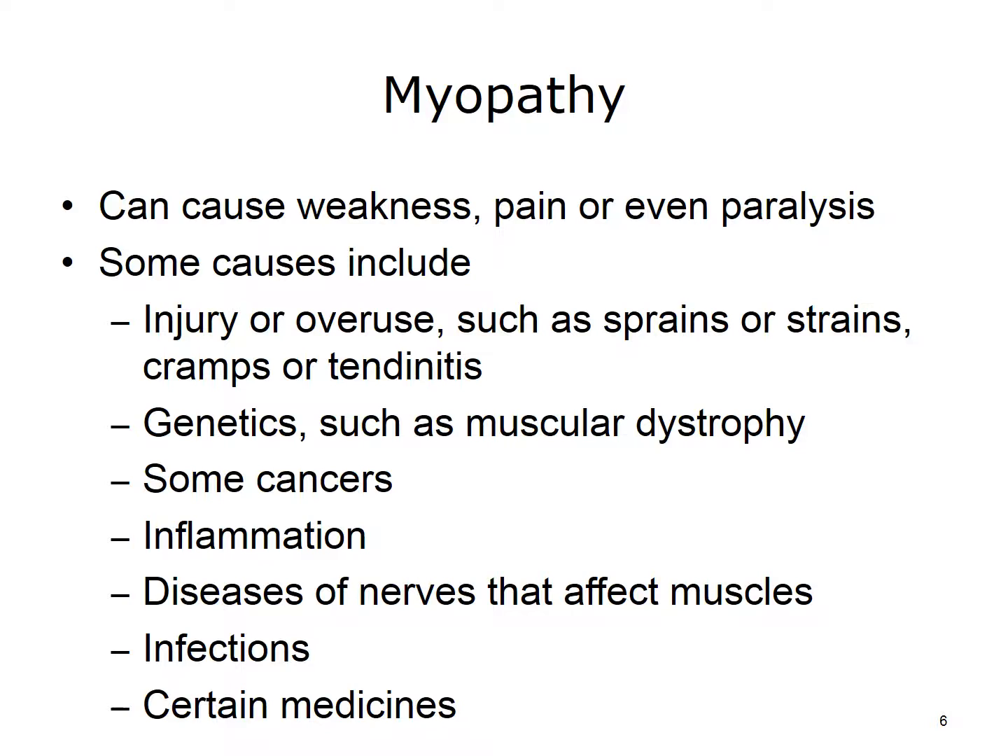While there may be no known cause for a muscle disorder, some of the common causes of myopathy include injury or overuse, such as sprains or strains, cramps or tendinitis; genetics, such as muscular dystrophy; some cancers; inflammation, such as myositis; diseases of nerves that affect muscles; infections; and certain medicines.